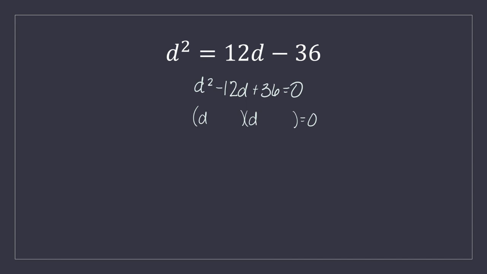So now I want to come up with factors of 36 that will add to be negative 12. Well, 6 times 6 makes 36, and I know that those add to make 12, but how do I get it to be negative? With a negative 6 and a negative 6, which means that I only have one solution. It's the same for both of them, and that is d equals 6.